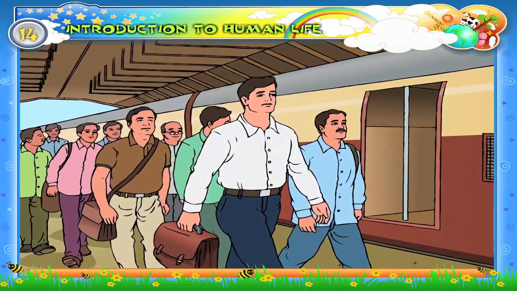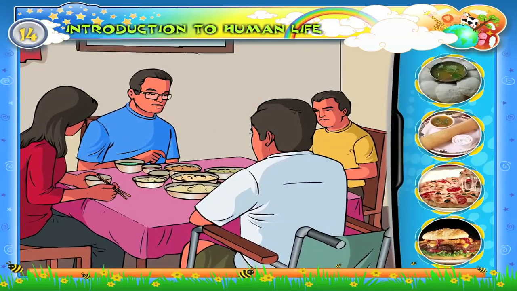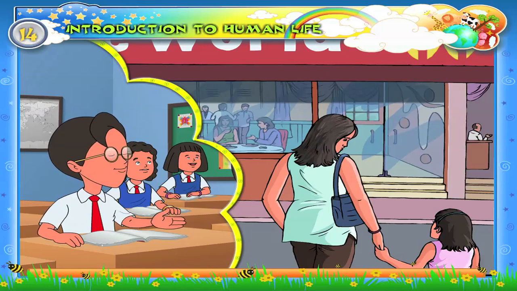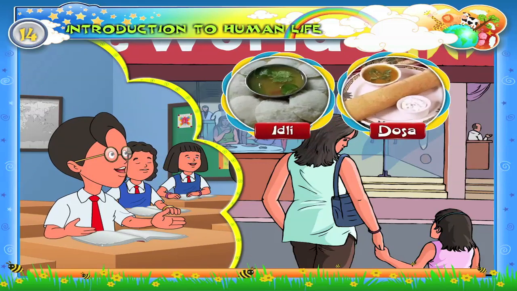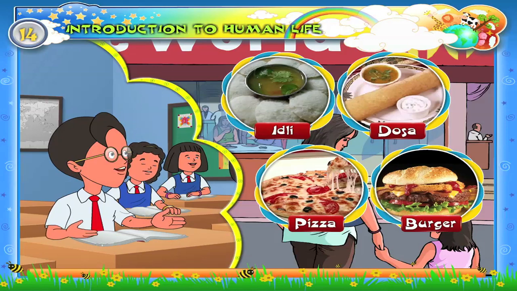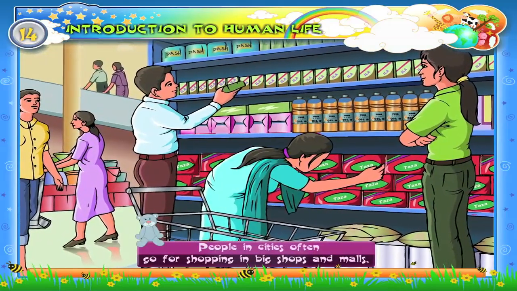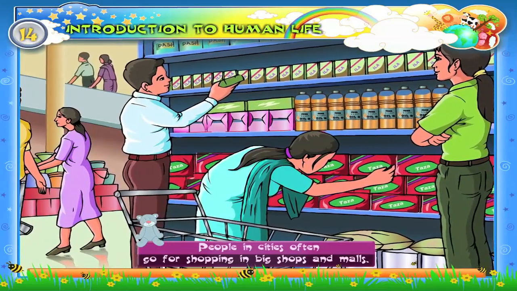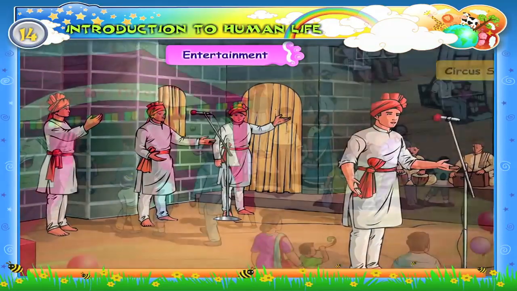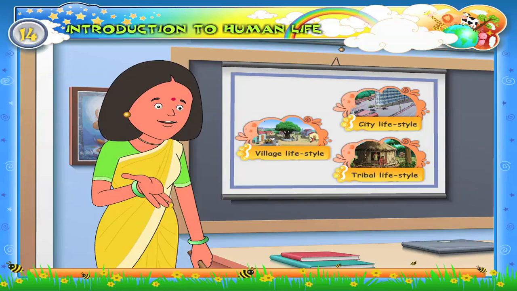Many people come to cities for jobs or business. Their tradition or regional food habits influence the food habits of other people also. As a result, even dishes like idli, dosa, pizza, burger, etc. are made available in hotels and restaurants. Teacher, people in cities often go for shopping in big shops and malls. The entertainment is watching movies, plays, or circus shows. They also visit amusement parks and other tourist centers on holidays.